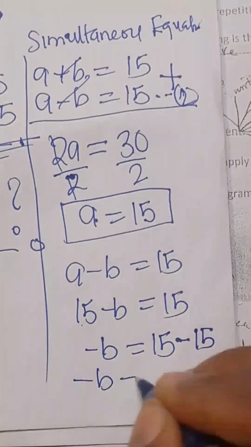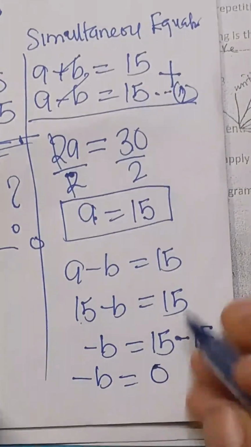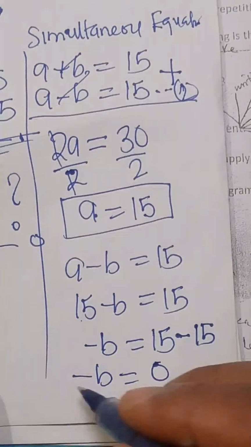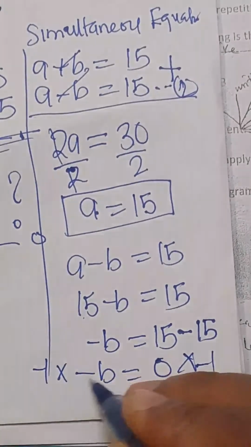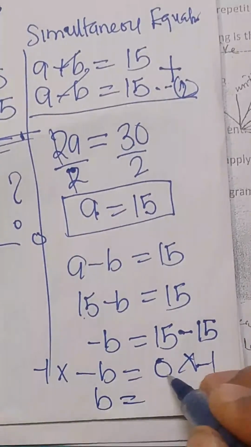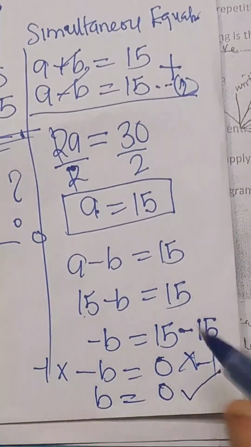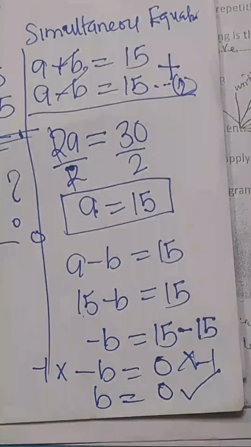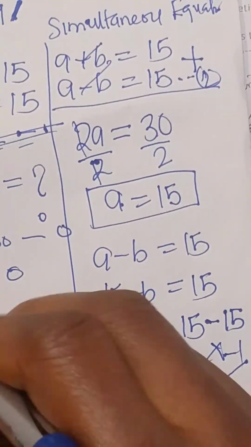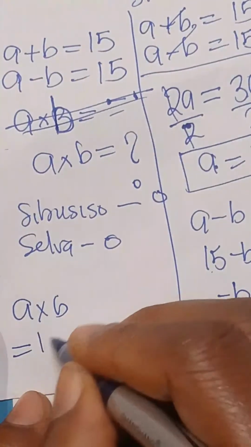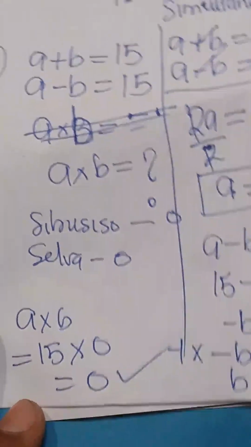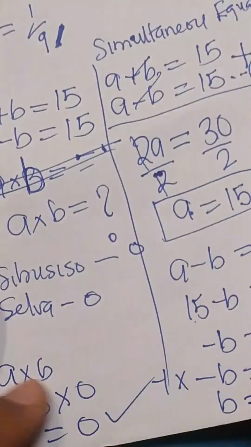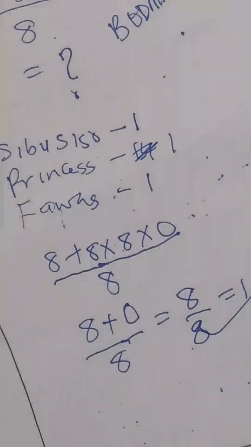We have minus b. 15 minus 15 is 0. So we multiply both sides by minus 1. This side multiply by minus 1, and here multiply by minus 1. Minus 1 times minus b will give us b. 0 times minus 1 will give us 0. So the answer is 0 here, and this is 15. So a times b is equal to 15 times 0, and the answer is 0. So the answer to this question is 0.